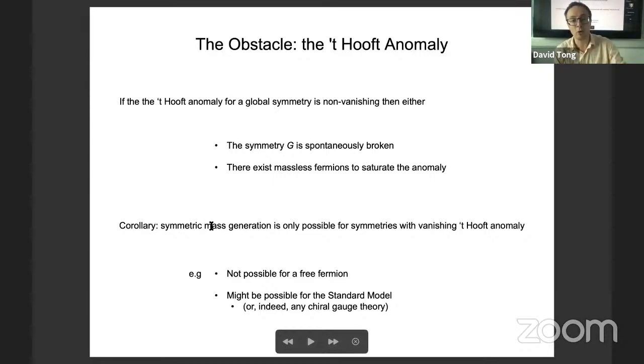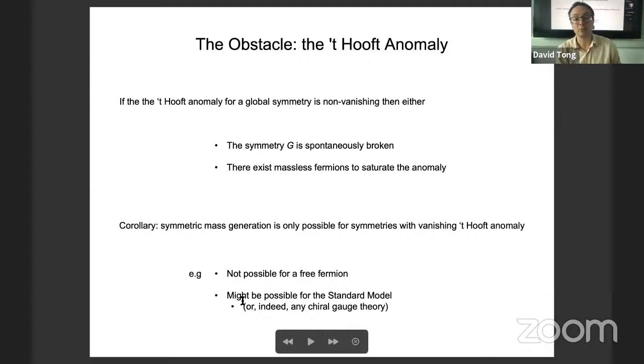So for us, the important point here is that, as I said before, you're only going to be able to achieve symmetric mass generation if there are no anomalies under the symmetry that you want to preserve. In particular, I gave you two examples at the beginning. The examples were the free fermion, where you break axial symmetry. You're always going to break axial symmetry if you give mass to a free fermion, because the 't Hooft anomaly, the axial cubed anomaly, is non-zero.